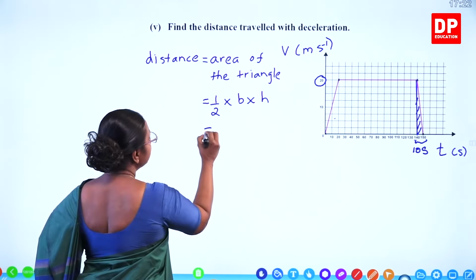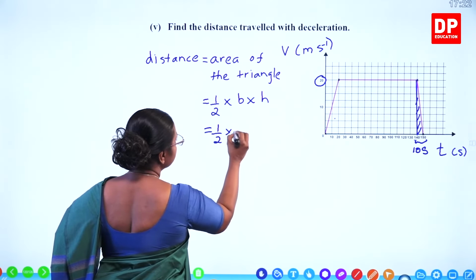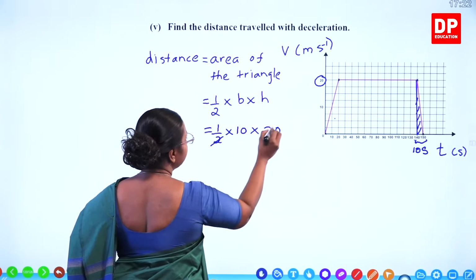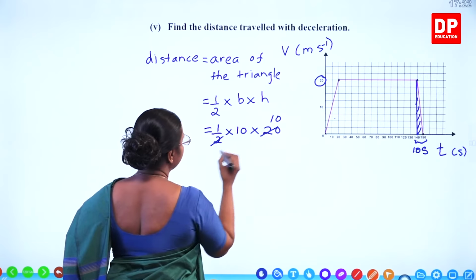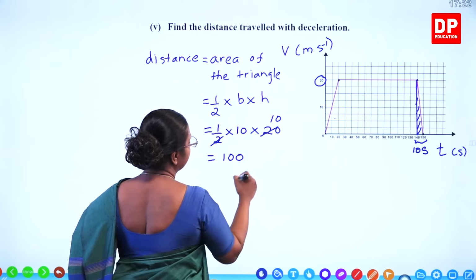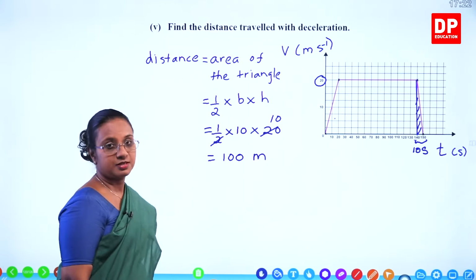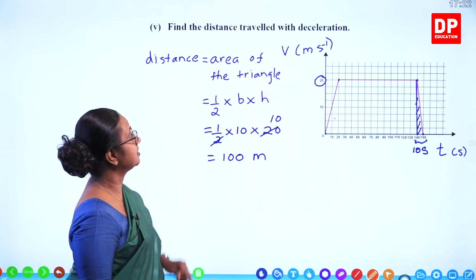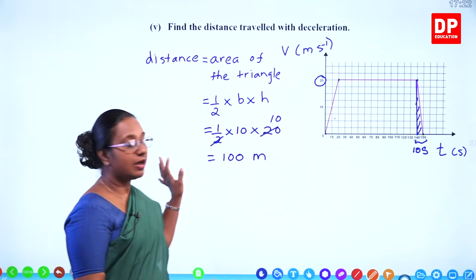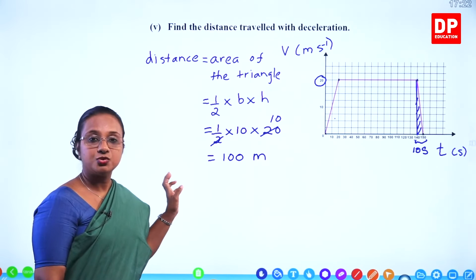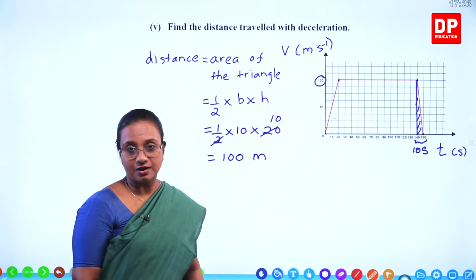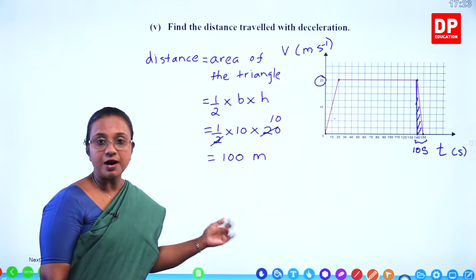So if we substitute the values, half into base 10 into height 20, we can simplify the values. 2 and 20, you get 10. So 10 into 10, the answer will be 100 meters. So that is the distance travelled with deceleration. So by now, you have got a good understanding as to how you can calculate different values by looking at a graph. We will go to the next part of the question.